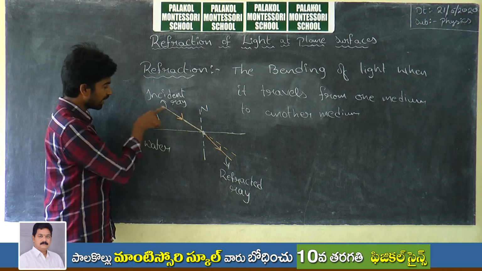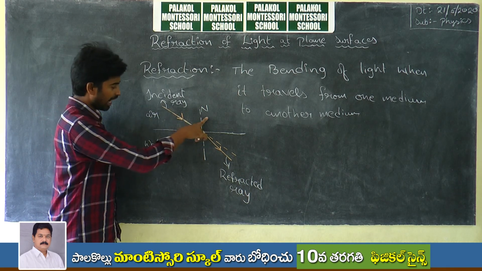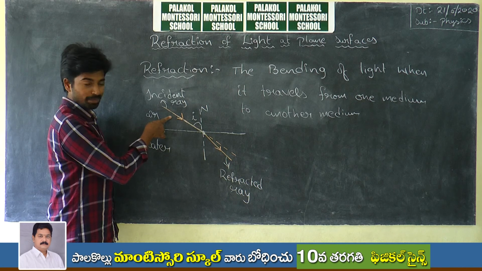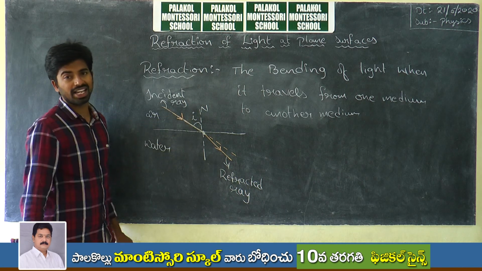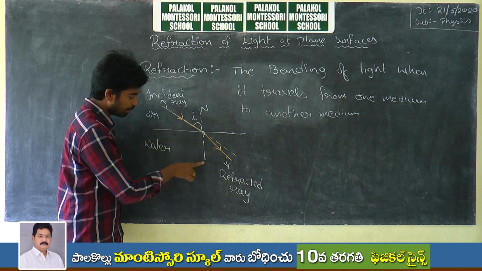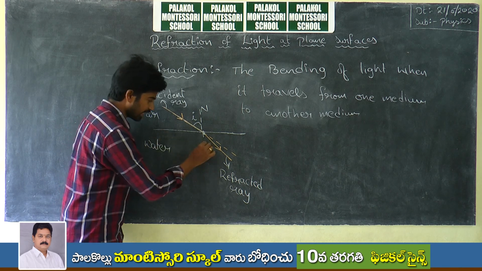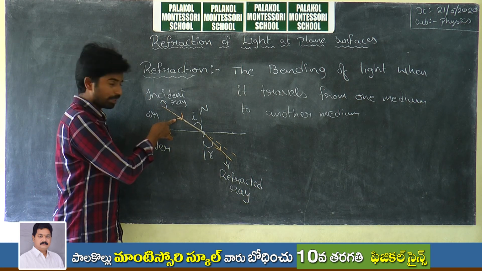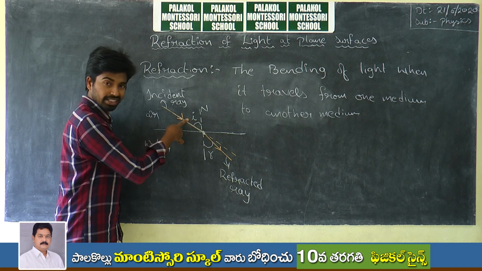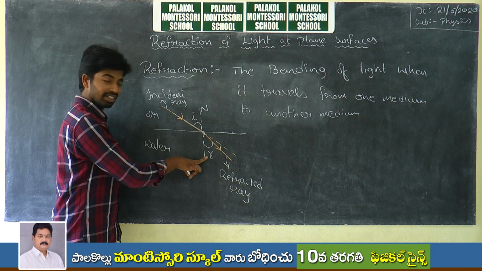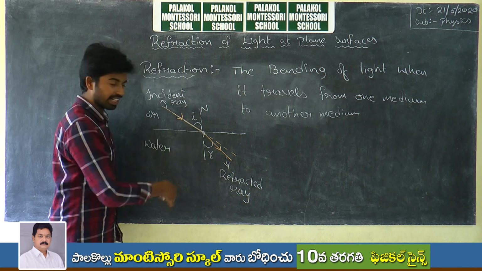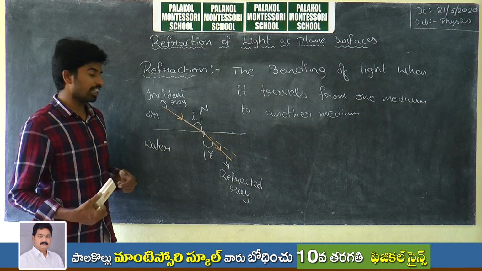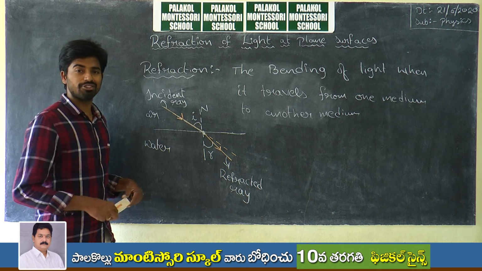The angle between the incident ray and the normal line is called the incident angle, and the angle between the normal line and the refracted ray is called the refracted angle. The incident angle is denoted with I, and the refracted angle is denoted with R.